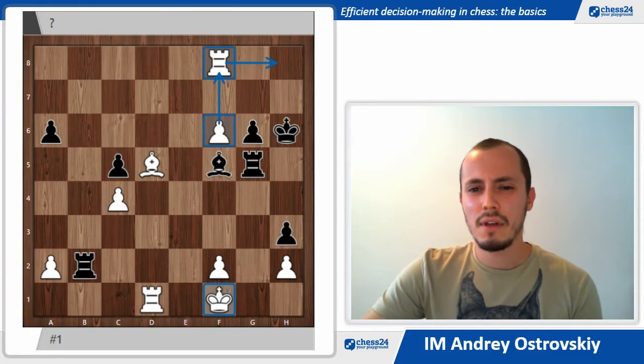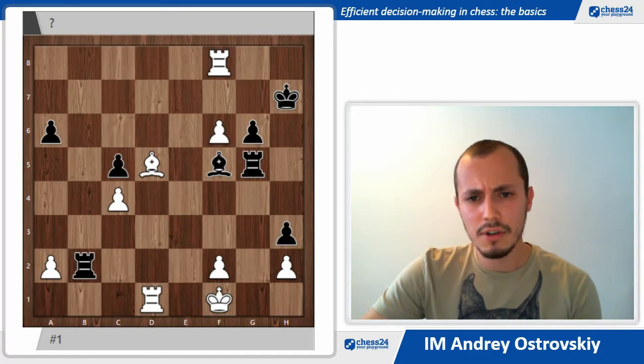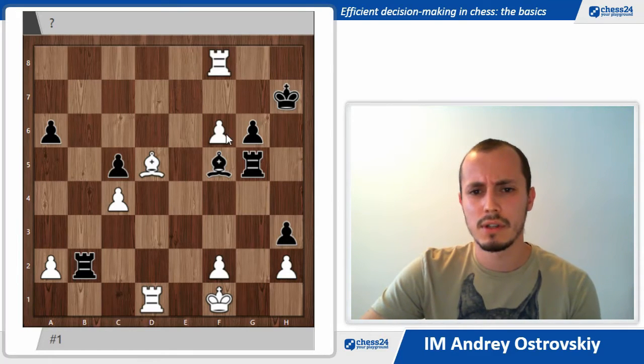So this gives us an understanding that black should search for forcing continuations. For example, something simple to prevent rook h8, for instance, king to h7, simply doesn't work, because white can probably continue with f7 or something, and then the pawn will promote.